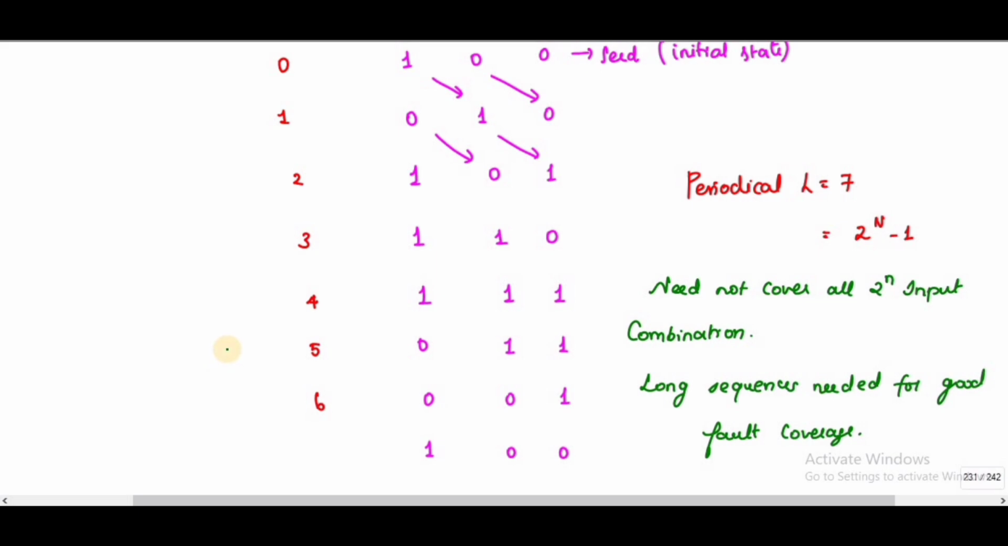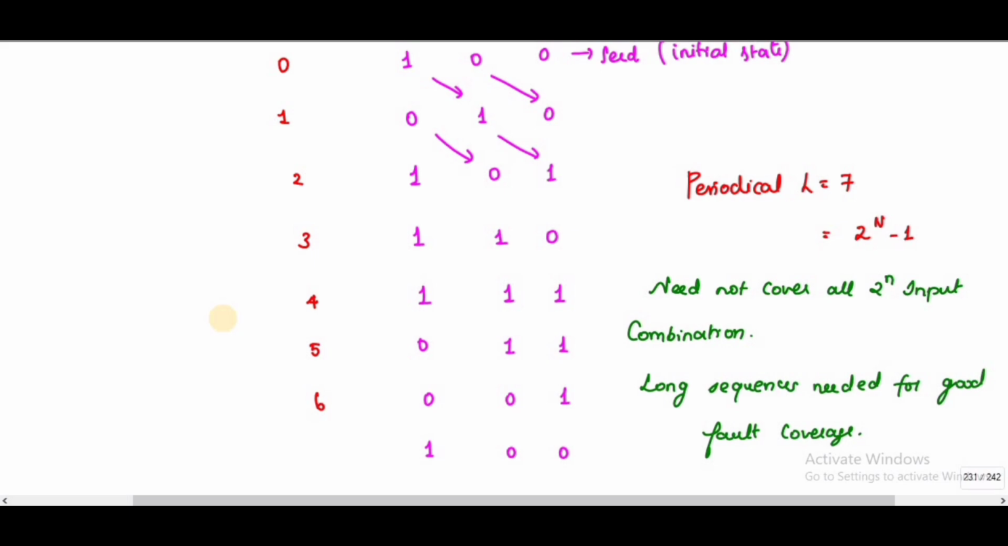These values get repeated. If you see, there are states 0 to 6, so the period L is equal to 7. Since the value of n is 3, it is equal to 2 power n minus 1.